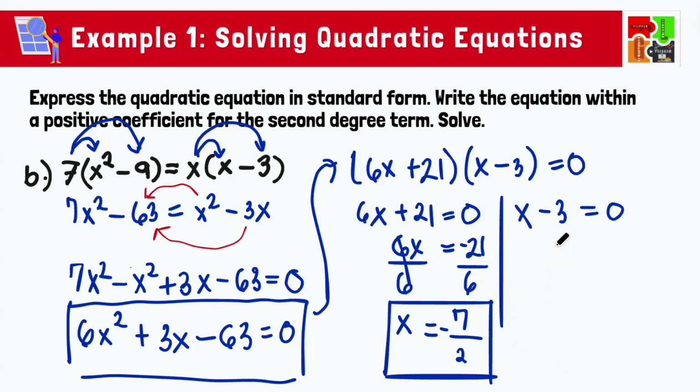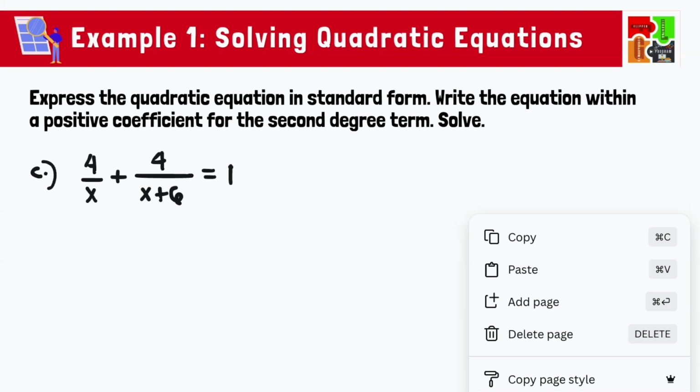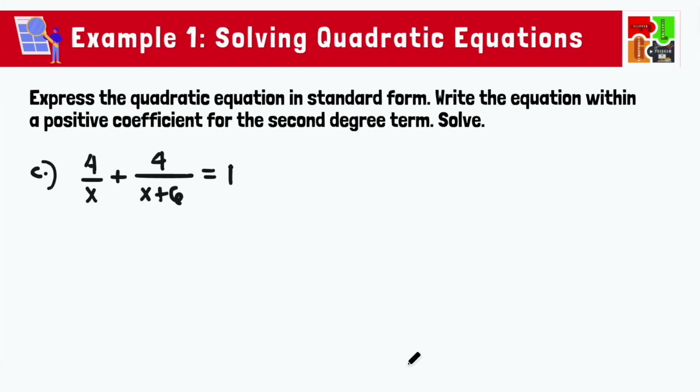And that is negative 7 over 2. Okay? Also, we have this one, x, which gives us positive 3. Okay? And that's it. We finally found the two roots, the root 1 and the root 2. Okay? So, next for the third example would be like this. Actually, you can review the video if you want to, anytime, anywhere.